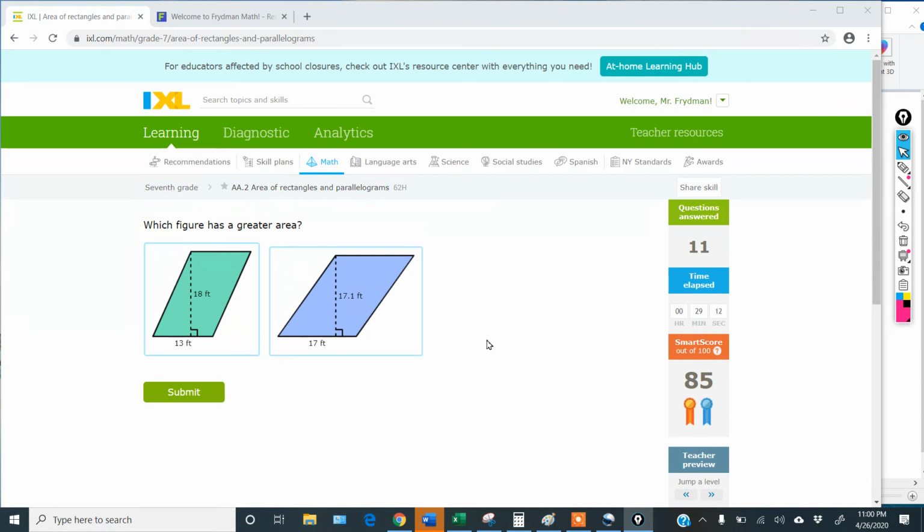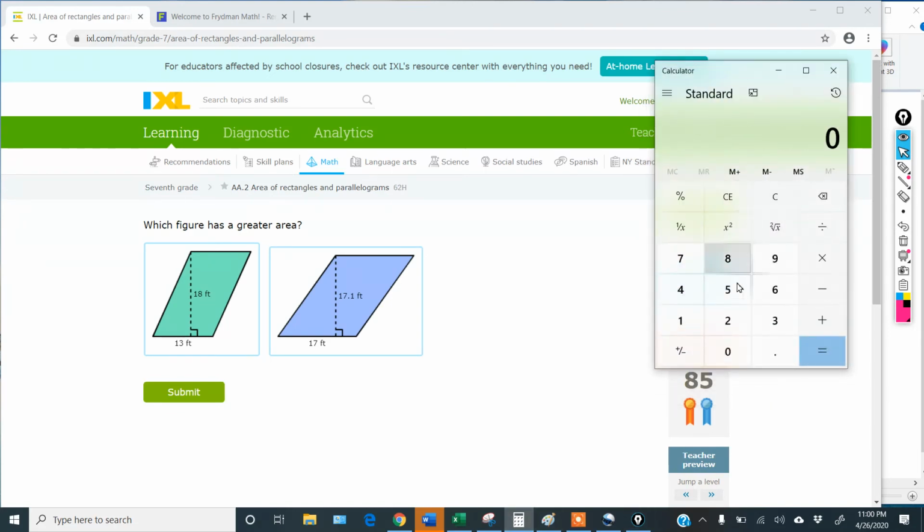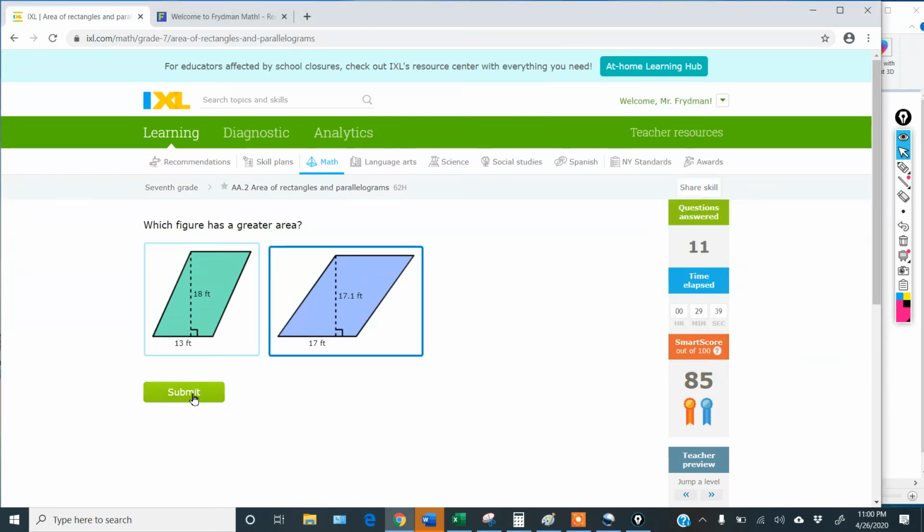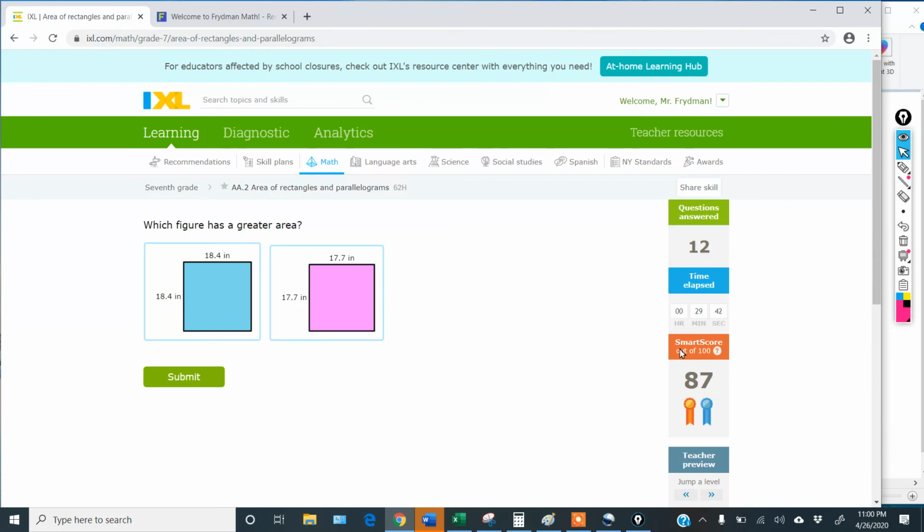But if you want to be absolutely sure about it, I'll use the calculator for this. If we do 13 times 18, that's going to give us 234 for this one. For this one, if we do 17 times 17.1, that's going to give us 290.7. So what did we get for the last one? 234, I think. So this one is bigger than this one. So we'll hit submit there. Which figure has a greater area? So again, it's the same.